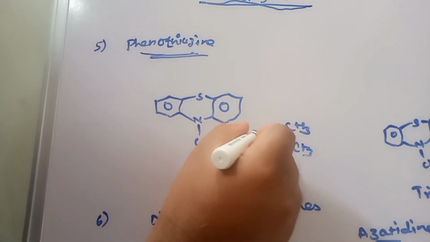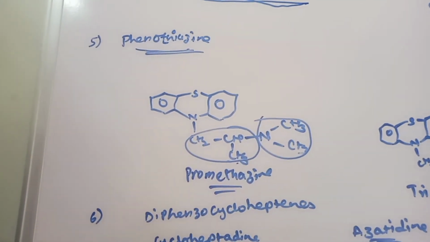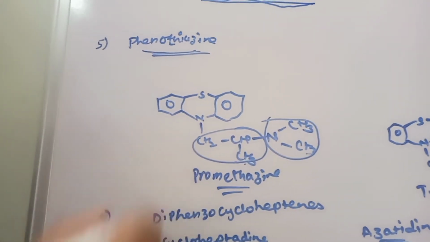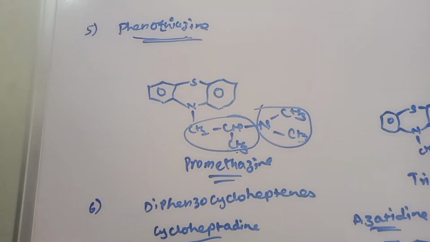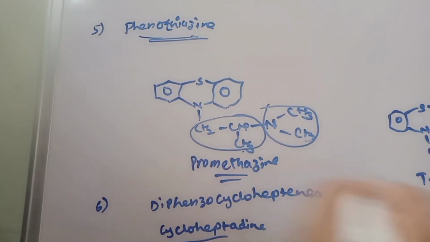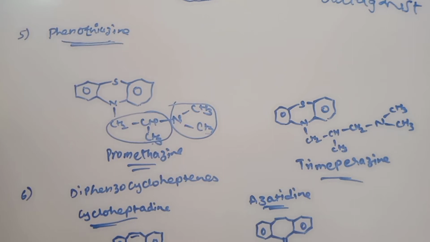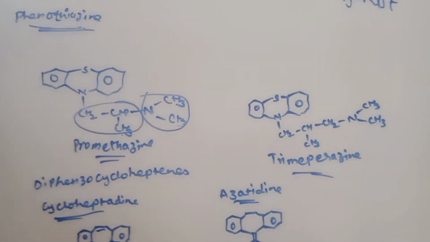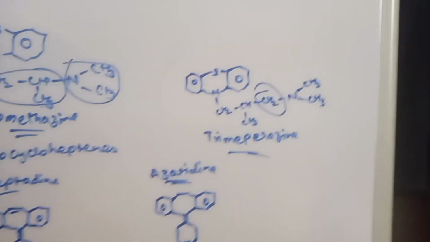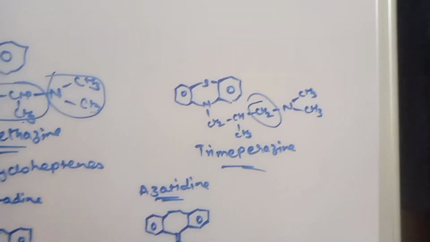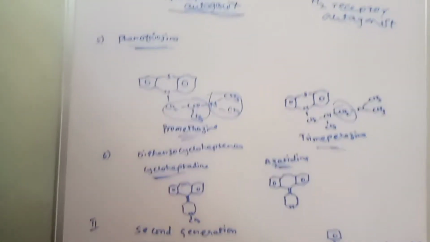There is a side chain similar to that of the previous one. Amine is separated by the side chain with alkyl groups. So the example for phenothiazine is promethazine. Promethazine is one example. The other example is trimeprazine. Promethazine and trimeprazine, the only difference is one more extra methylene group is attached. One more carbon is extra here. Rest of all same. So this is the fifth class in case of first generation.